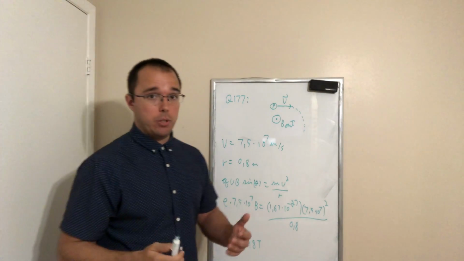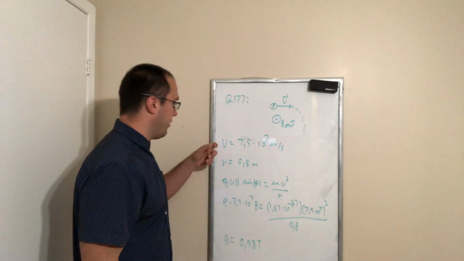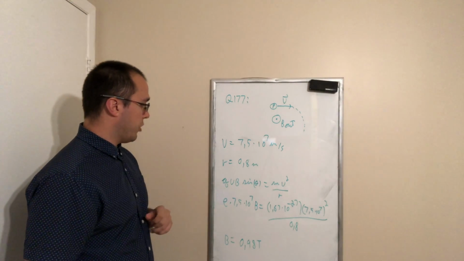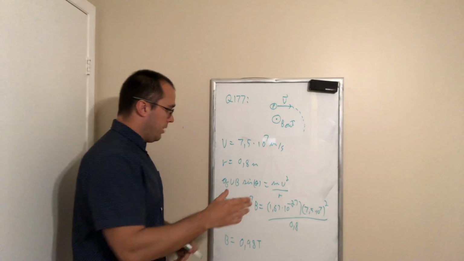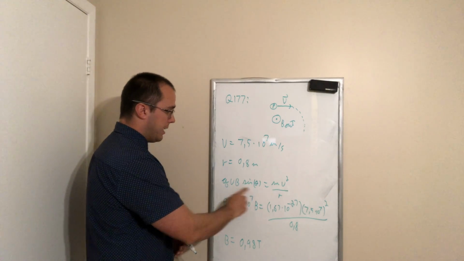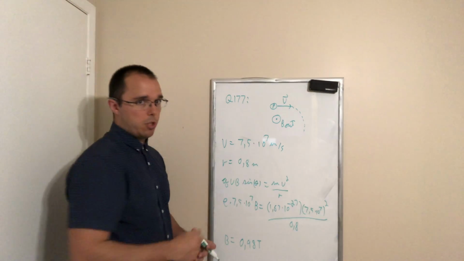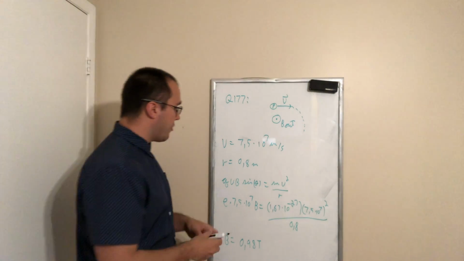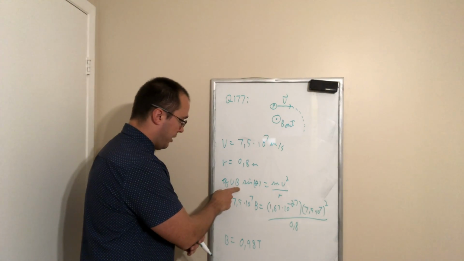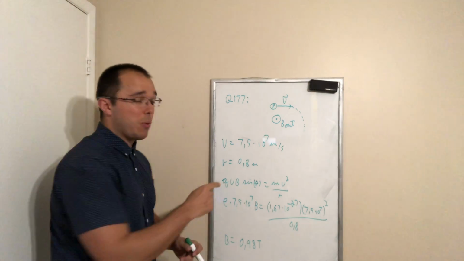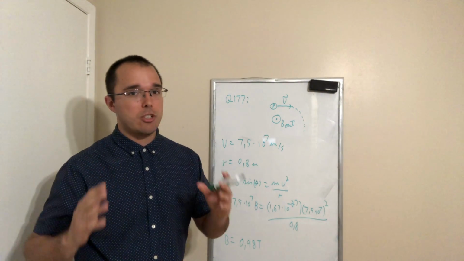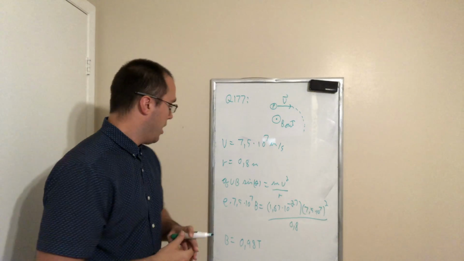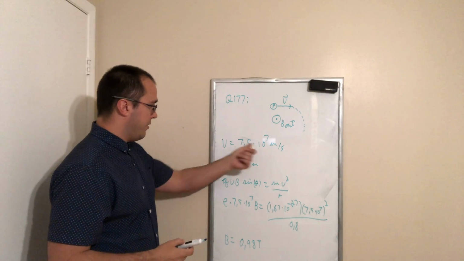We have some values that are important to solve this problem. We're given the velocity, we're given the radius of curvature, and we need to use that formula. So the magnetic force is equal to the centripetal force. Now note, we have everything except the magnetic field, the B over here. We have the charge. Well, we're told it's a proton. A proton has a charge of positive e. The velocity is given.